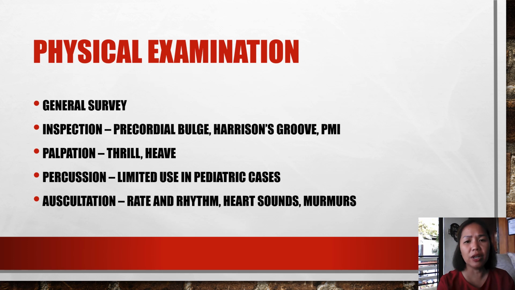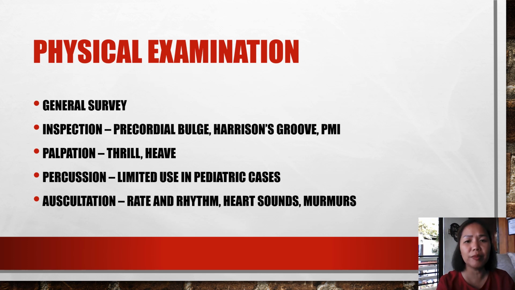On inspection, note where the point of maximum impulse is located, and note any precordial bulge or Harrison's groove. Feel the patient's chest and determine the presence or absence of a thrill or heave. Percussion has limited value in pediatric patients due to the thinness of the chest.